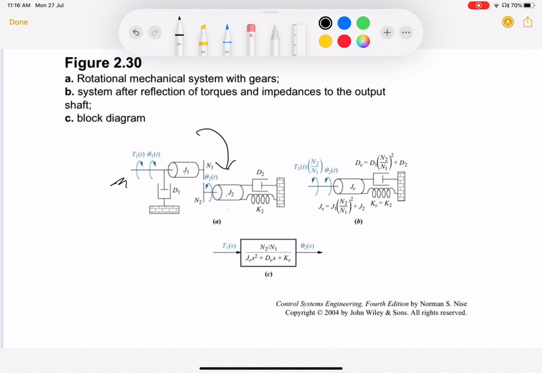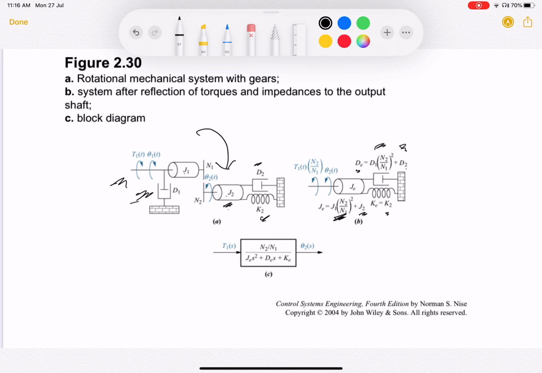So if you multiply this J1 by N2 by N1 whole square, you get J1 (N2 by N1) whole square plus J2. J2 is the inertia here. It is getting added up with J1. And similarly, this D1 is the friction here. It gets added up by multiplying it with N2 by N1 whole square. It gets added up to the coefficient of viscous friction here, D2. So this is the equivalent viscous friction on this shaft. K2 remains the same.